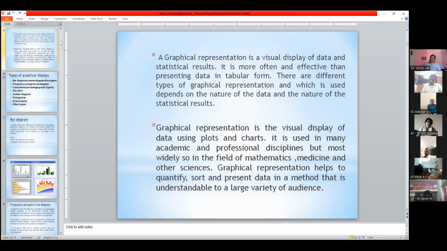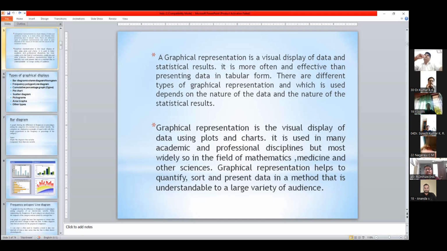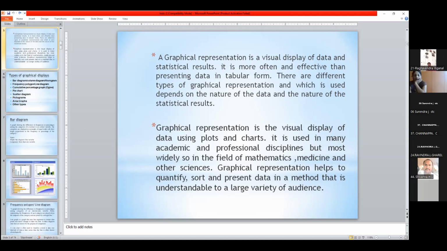In research, in academic and professional disciplines, it is used, and in mathematics too, and in most of the sciences, graphical representations are quite common. The idea is that even a common man can understand what your results are. It's not just for a researcher; anybody can understand. If you show the pictorial representation of your data, it makes better sense for them, and makes the idea very simple.